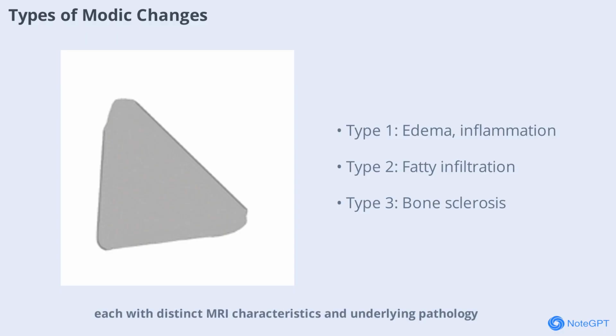Type 1 indicates bone marrow edema and inflammation, appearing as low signal on T1 and high signal on T2 MRI images. Type 2 is characterized by fatty infiltration, showing high signal on both T1 and T2. Type 3, the rarest, involves subchondral bone sclerosis and appears as low signal on both T1 and T2. Sometimes mixed types can occur, and type 1 may progress to type 2 or 3 over time.